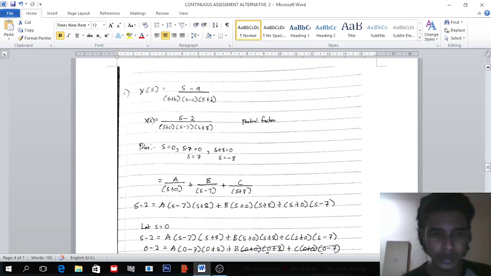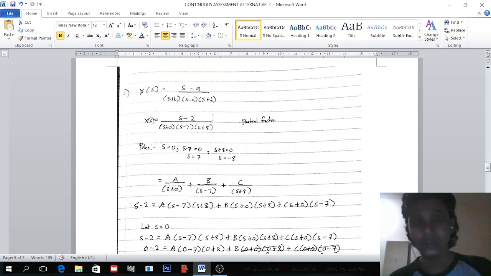Next we move to question C. It is X(s) equals (s minus a) over (s plus b)(s minus c)(s plus d). We need to replace with our metric card number, that is a is 2, b is 0, c is 7 and d is 8, and this is a partial fraction. So we need to find the poles. So s is 0, s is 7, and s plus 8 would be s equals negative 8.